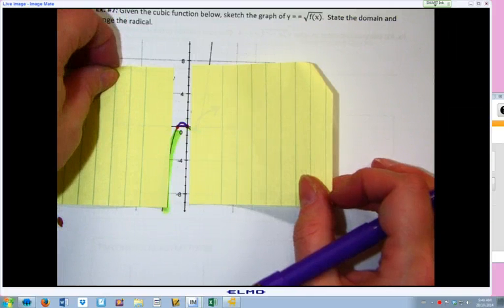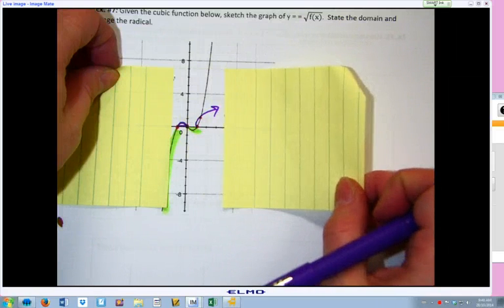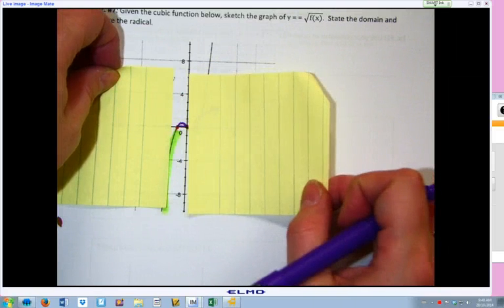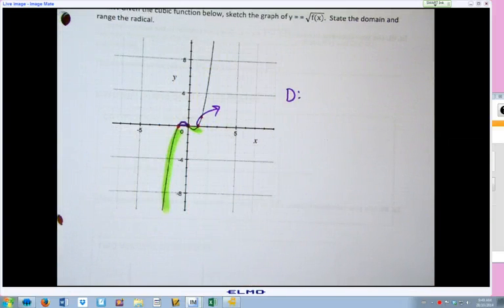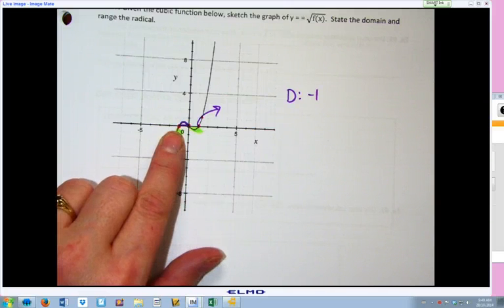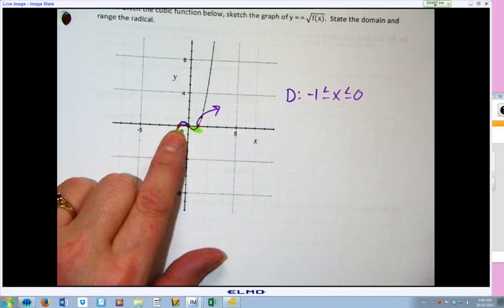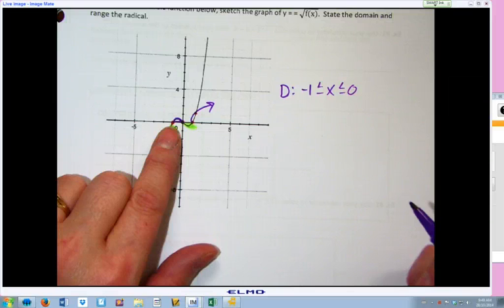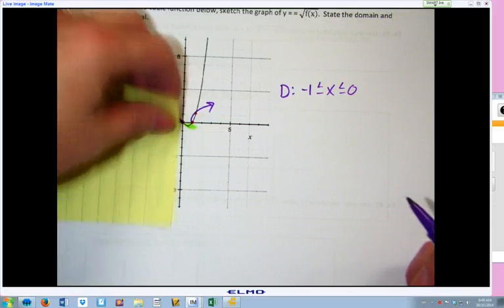Okay, so the lowest is 4 would be way over here. What's the smallest x value? -1. Or if you're using the other notation, you would use -1 to 0. Okay, now we're just going to look at the swoop.